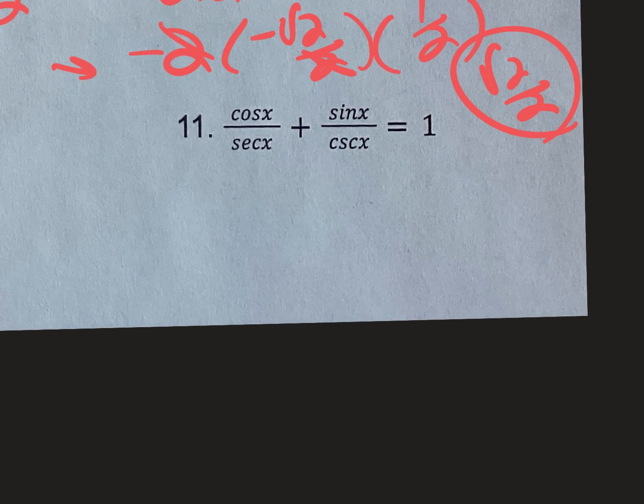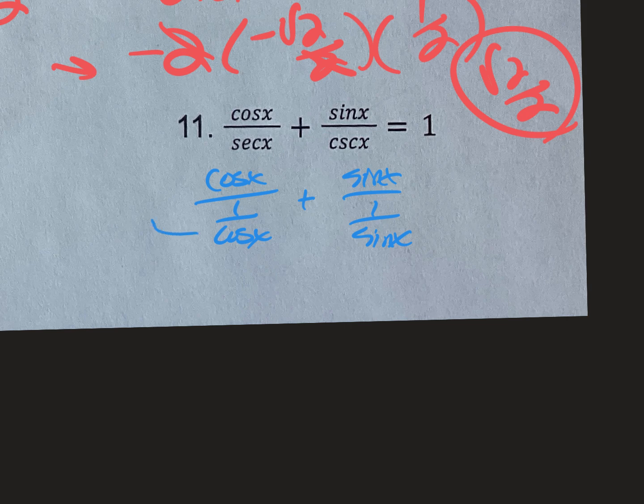Okay, number 11. Okay, I'm going to add these fractions together. Let's see the best way to do that. Let's take each one separately. Let's go cosine x over 1 over cosine x. And this one's going to be sine x over 1 over sine x. I'm going to do keep change flip on both of them.